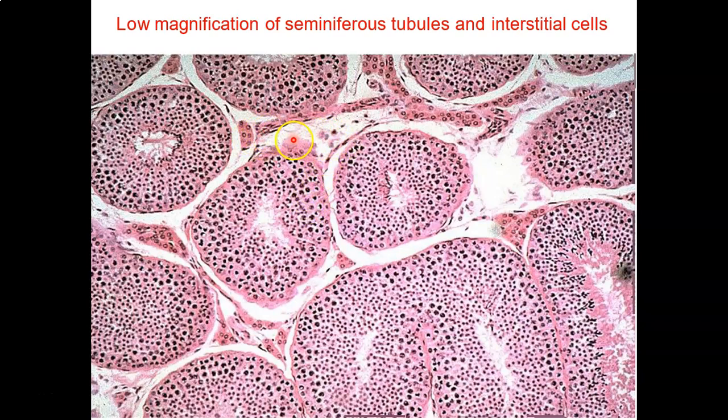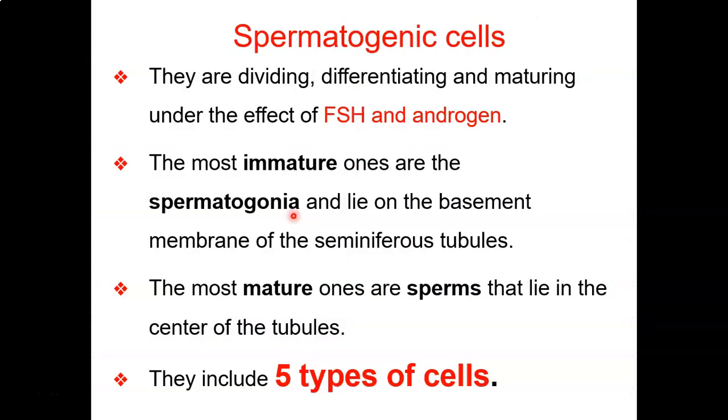This is the interstitial cell of Leydig. Interstitial cells of Leydig are located in between the seminiferous tubules. Spermatogenic cells are dividing, differentiating, and maturing under the effect of FSH and androgen.